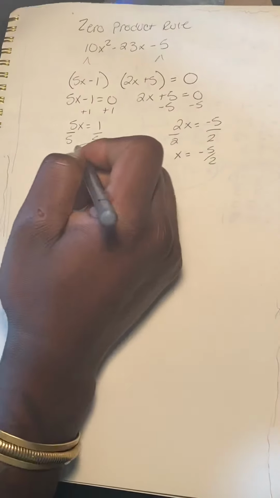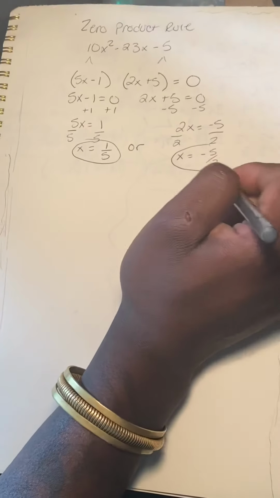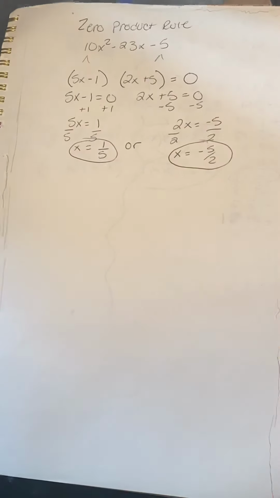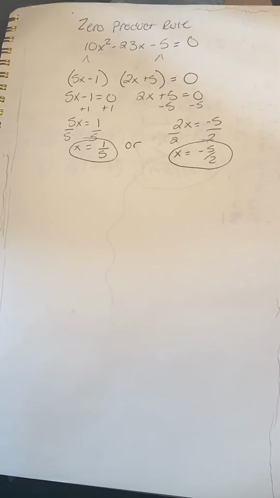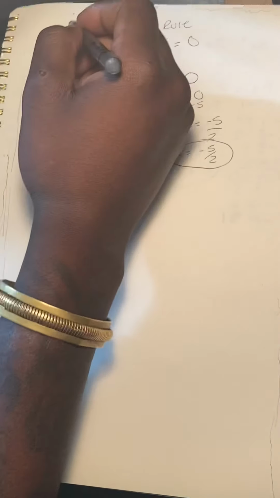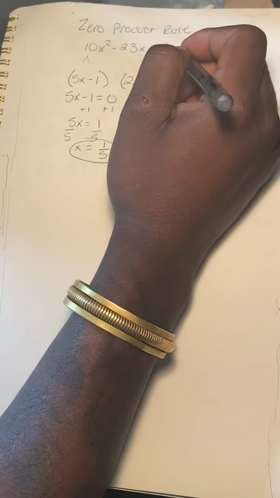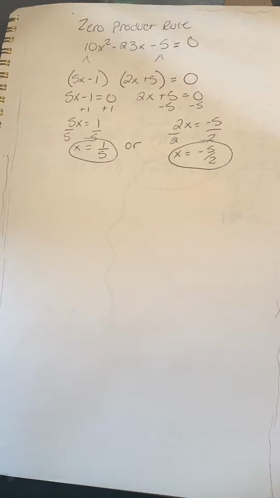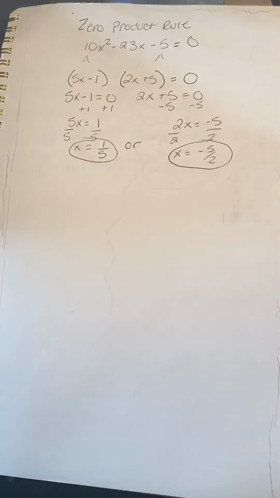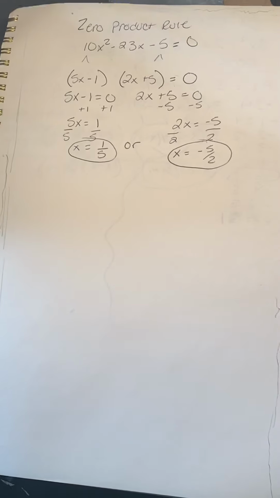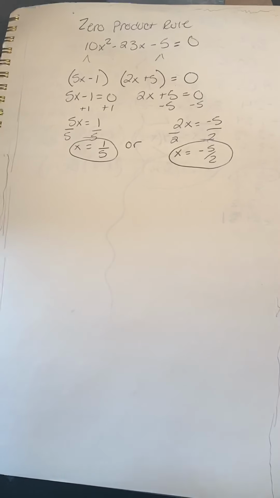So these are my solutions right here. These are the values of x that, if I plug them into this polynomial expression or equation, it will be true. And this is what we call the zero product rule: setting polynomial expressions equal to 0 and factoring them, just to find out what our variables equal. Now, I'll give you another example, just so you feel more comfortable with using the zero product rule.